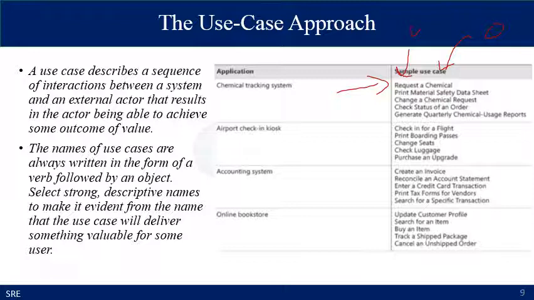You select strong descriptive names to make it evident from the name that the use case will deliver something valuable for some user. You can go through the number of use cases in this example, and you can see all the examples match this naming convention, and all describe a sequence of interaction between the system and an external actor.